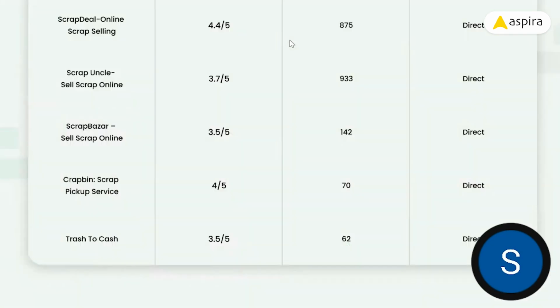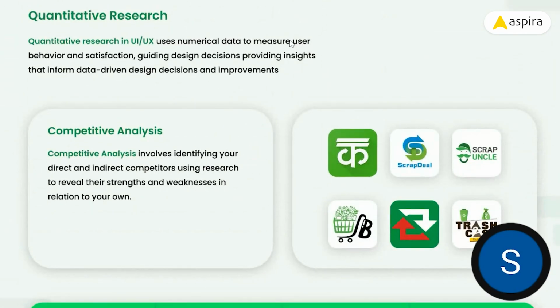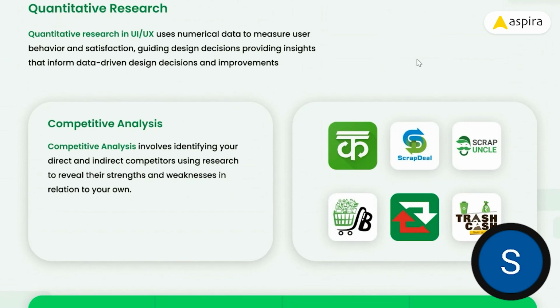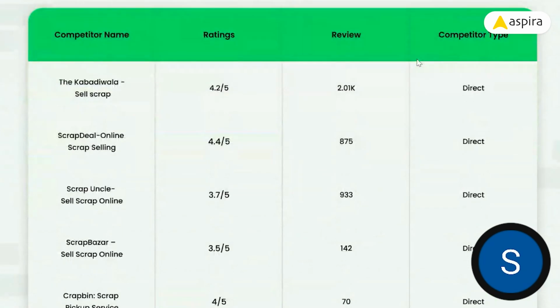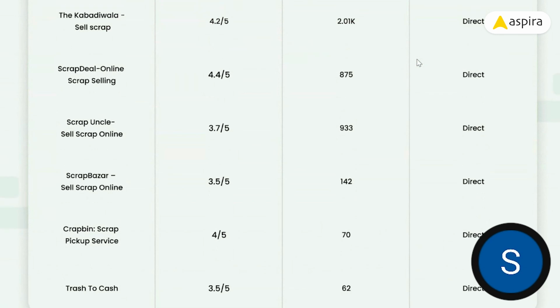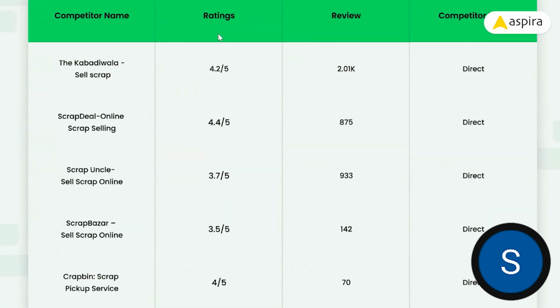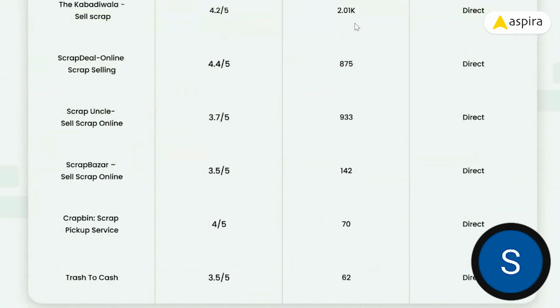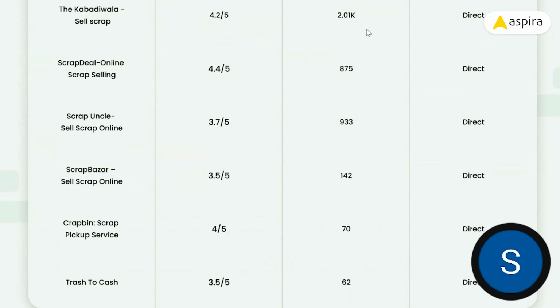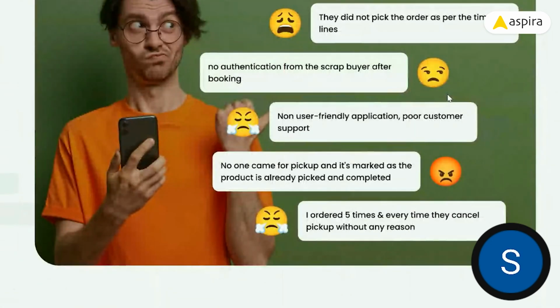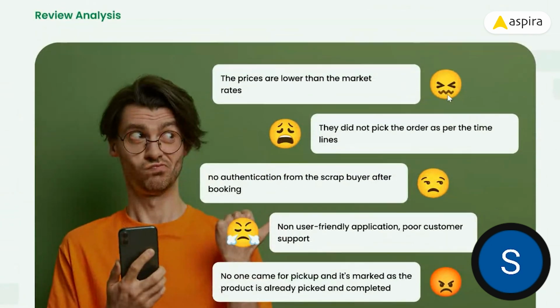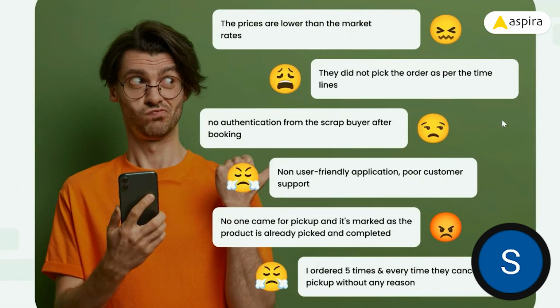And from this, I have moved on to the quantitative research, where the direct, indirect, and potential competitors of my case study have been found. And I have collected a few direct competitors and collected the data of the reviews and ratings of their apps from the Google Play Store. And with the data from the competitors, I have got a few common reviews from these apps, and I have mentioned them here.